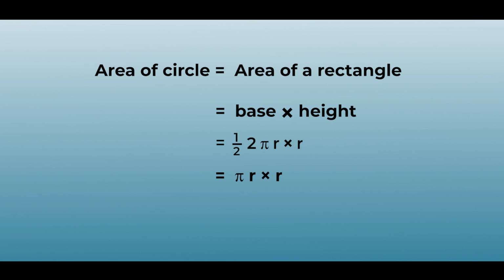Now to that, again you have to multiply by the height. Height is equal to radius. That means area is equal to pi times r times r. As we have two r's here, two radius here, we will square it and make it pi times r square, or we can say pi r square. The formula to find the area of the circle is pi r square.